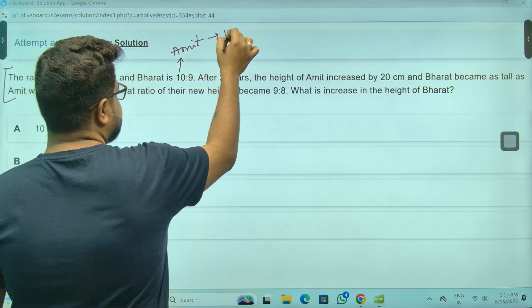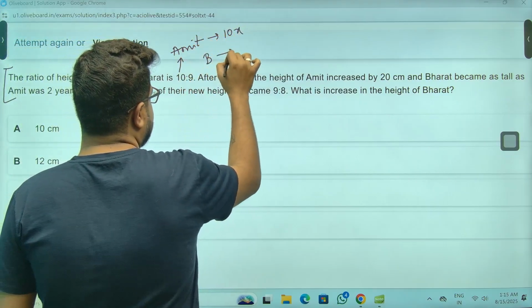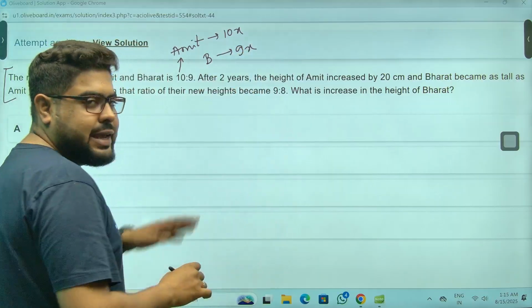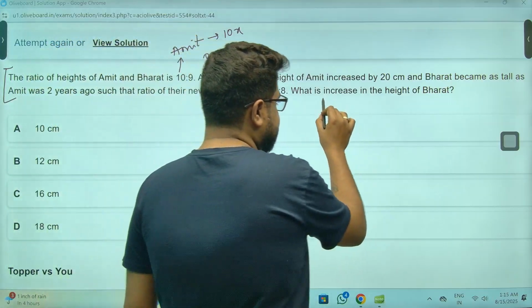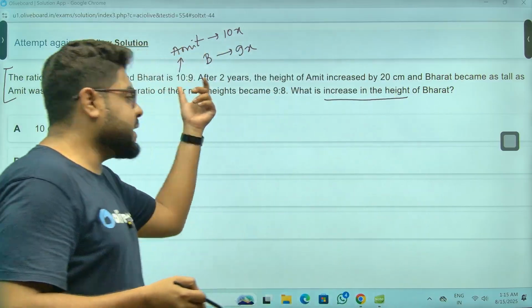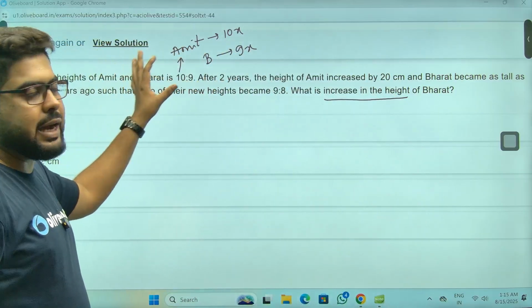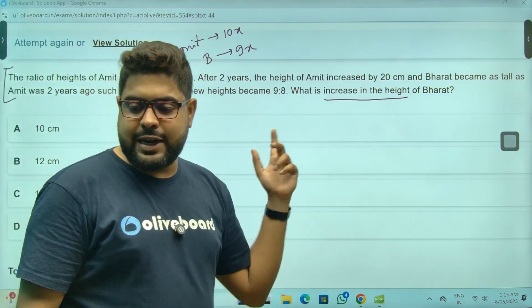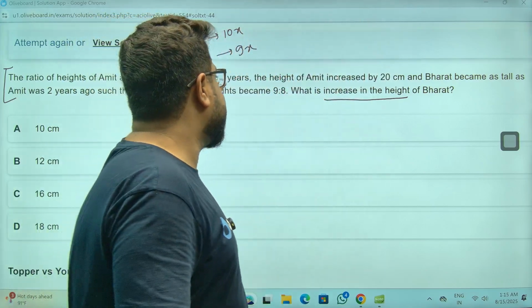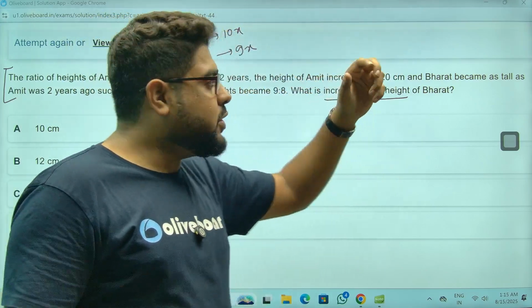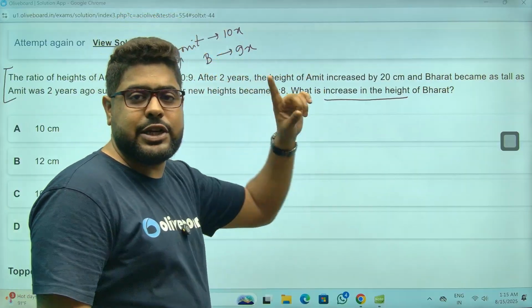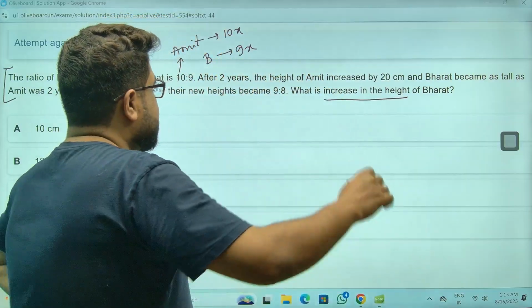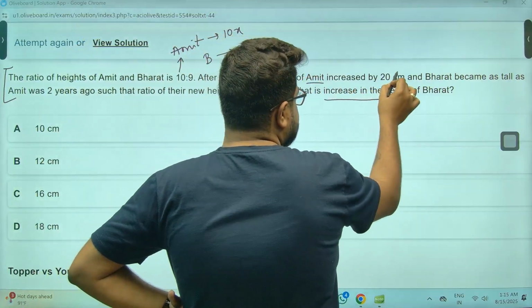I'm taking Amit as 10x and Bharat as 9x. Why? Because they are asking about the increase in height. They're not asking the height of Amit or Bharat, so I cannot use the ratio directly. I have to calculate. That is why I'm starting with the ratio. I told you, if you cannot use the shortcut, start with the ratio. That's the best way. The height of Amit increased by 20.